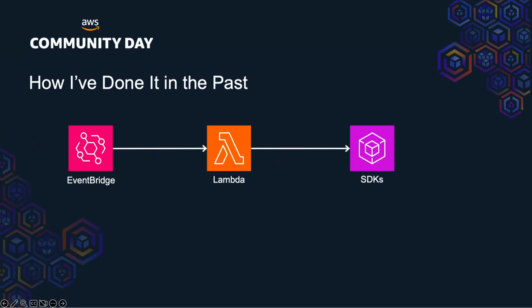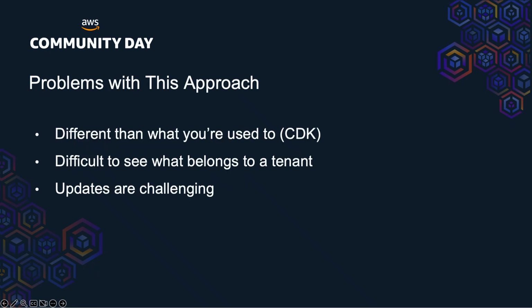This is the way I used to do it. We would have an EventBridge event that would fire whenever a new tenant was created. That would fire a Lambda function, and ultimately we would use the SDKs. And the SDKs would allow us to do whatever we needed to do. If I was creating an IAM role, we would create that IAM role. And that worked. There were some downsides to that.